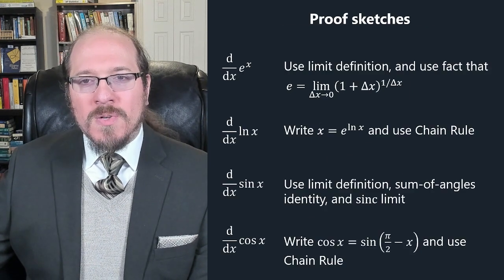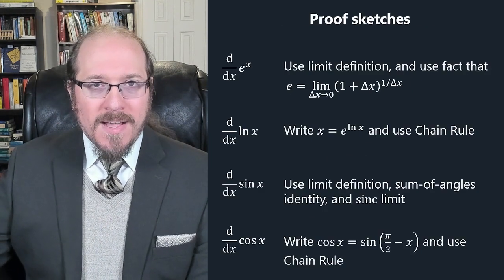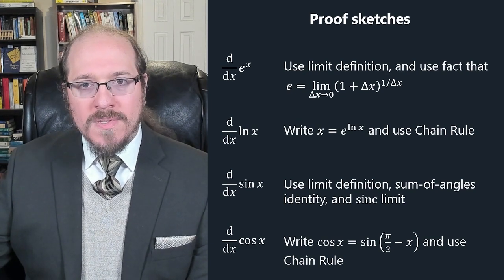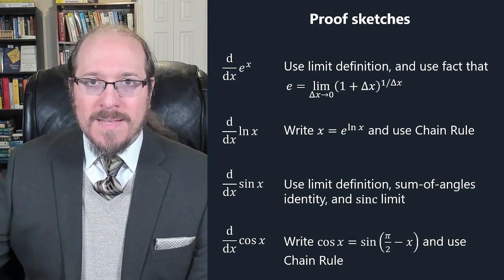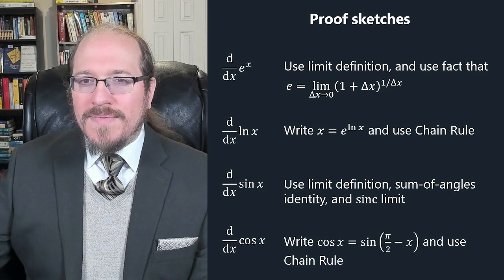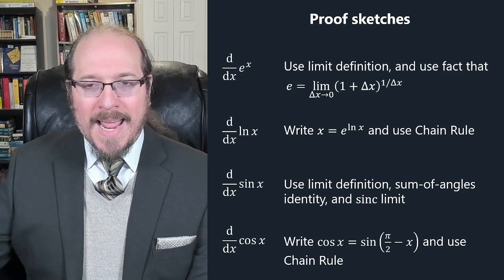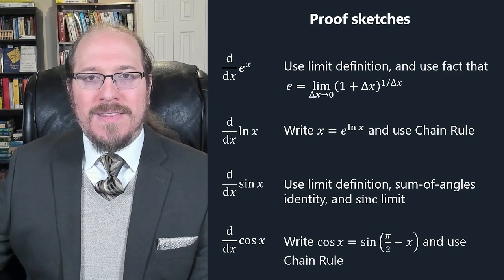So all of the derivative rules we've done can be proven either directly with limits or by using other derivative rules that can themselves be proven with limits. We don't really have time to go over every single one in detail, but the point is that you can, and that's how we know that they work.